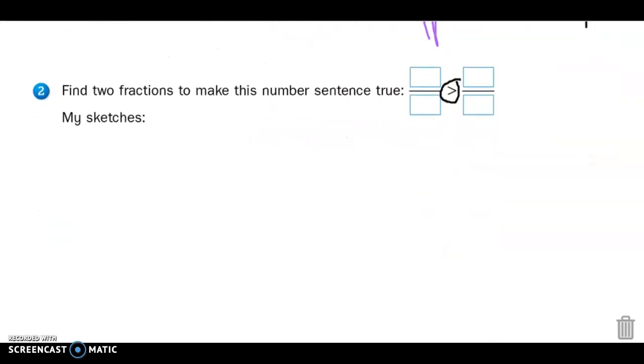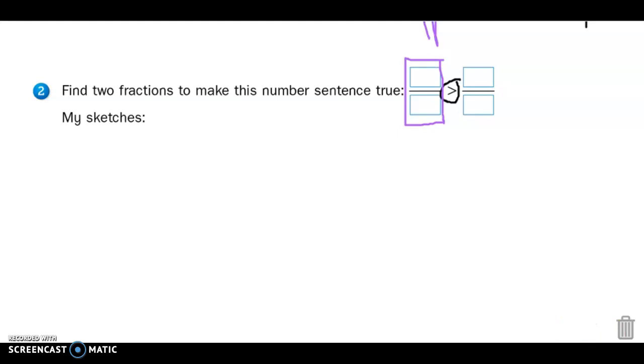And now I'm going to have you try this one on your own. So it says find 2 fractions to make this number sentence true. So it says this fraction is greater than this fraction. That means that this fraction needs to be the bigger number.